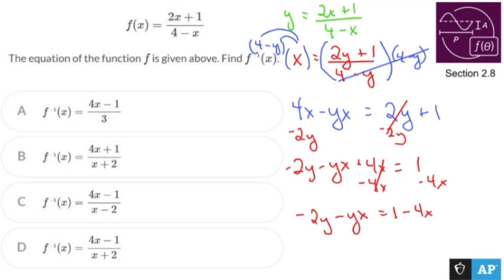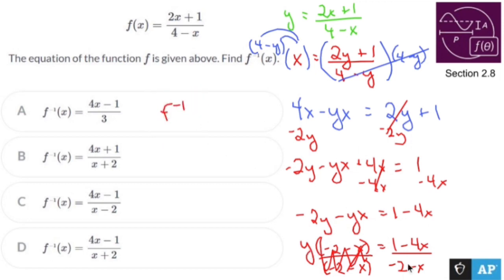I still have two y's, but oh, if I factor a y out, I now have y times (negative 2 minus x) equals 1 minus 4x. Divide both sides by negative 2 minus x. That crosses out, and you end up with y equals that. Well, I don't want to call it y anymore. I want to call it f inverse. So I'm going to move that over here. F inverse of x is going to equal (1 minus 4x) over (negative 2 minus x).